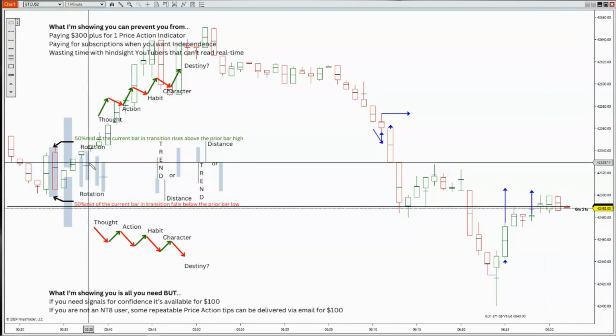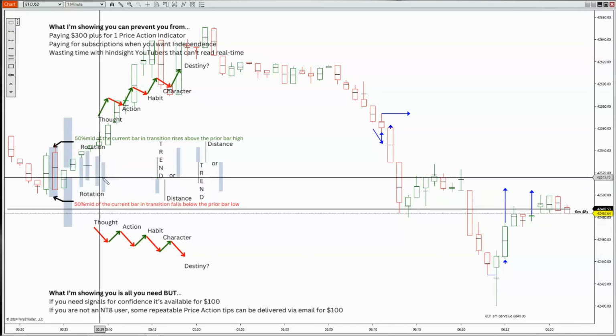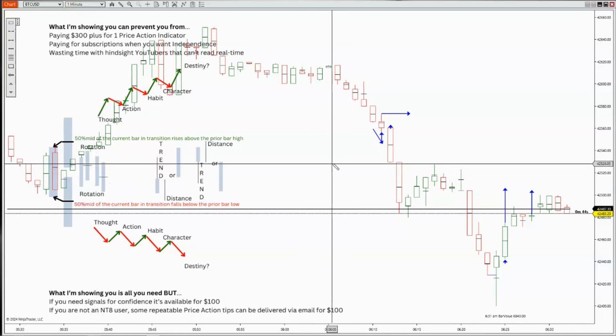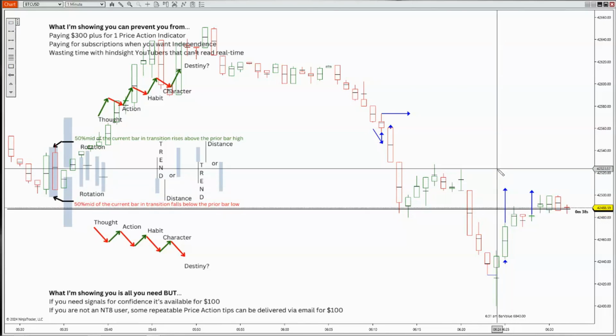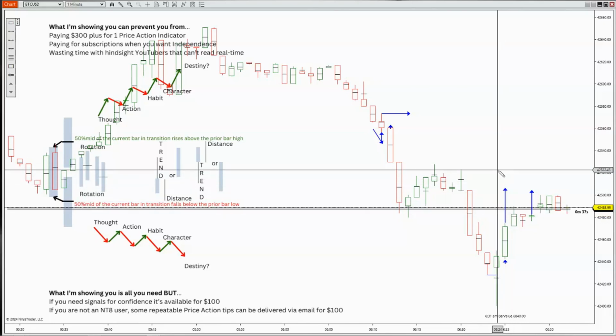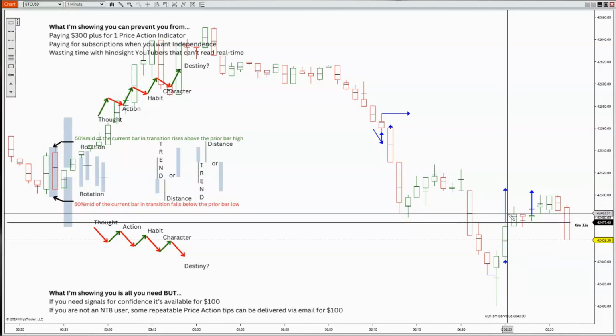But now let's talk about the other diagram. Now let's talk about this one. The mids are falling inside of the prior bar. That's rotation, but it's still trend distance. And I told you guys in yesterday's video, you can go back and watch it, that the market is always producing trend distance. And I'm going to prove it to you today. It's always doing trend distance.